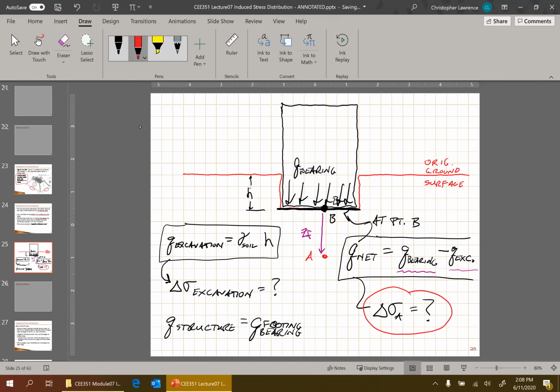Okay, so now we also included this idea of not only influence zones, positive and negative, but also this Q net idea when we have an excavation and a structure both in the same location. Okay, so now we can move forward.